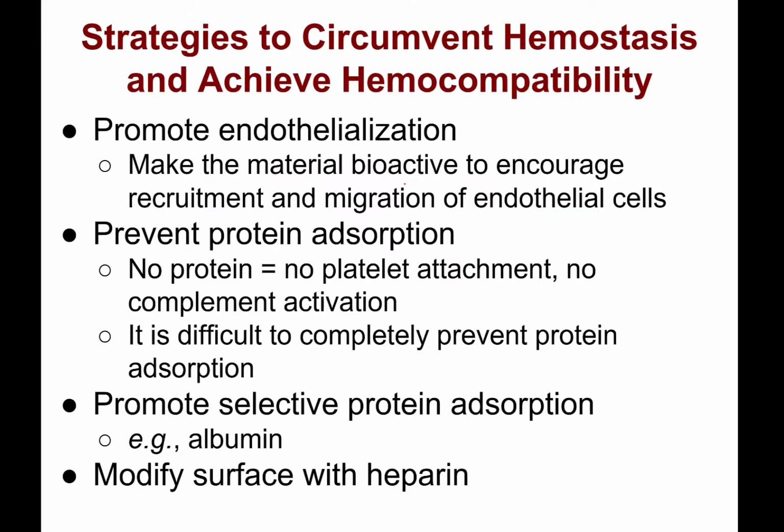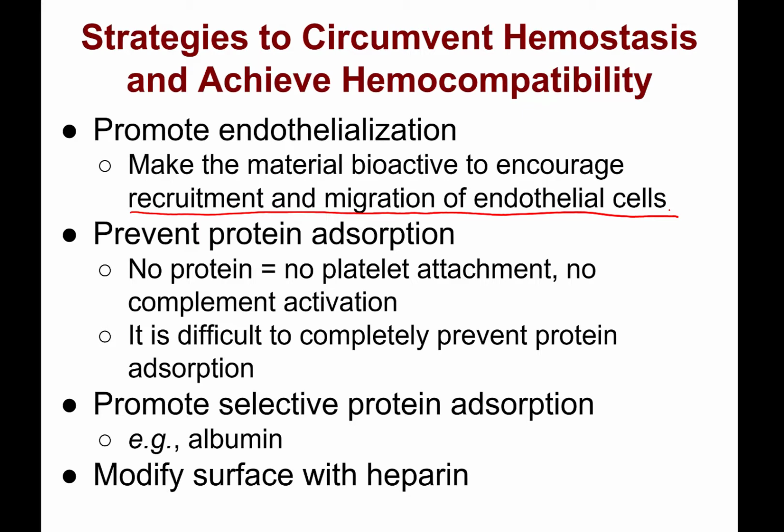So those are all of our concerns and some strategies. So now let's just summarize. If we want to circumvent hemostatic mechanisms and achieve hemocompatibility, we can promote endothelialization of our biomaterial surface. And this can be done by making our material bioactive. We want to encourage the recruitment and the migration of endothelial cells so we can get migration from the surrounding blood vessels. This could occur, for example, in a vascular graft that might be pertinent or in a stent. But this is not always practical or trivial to do.